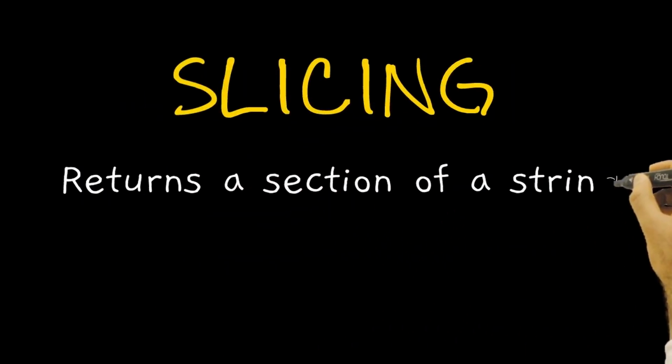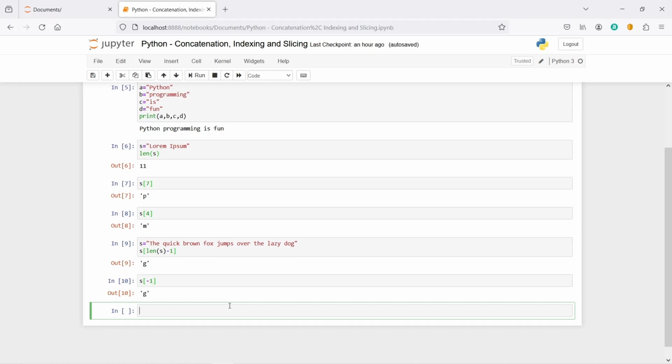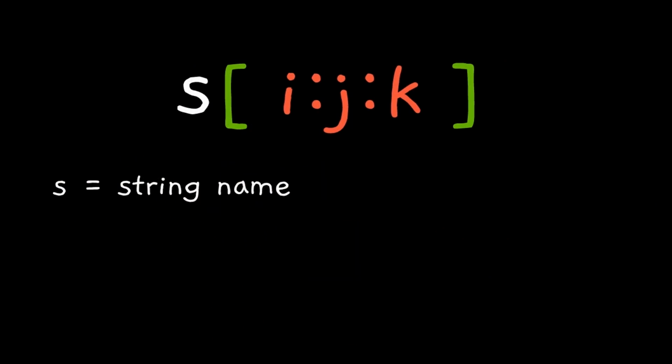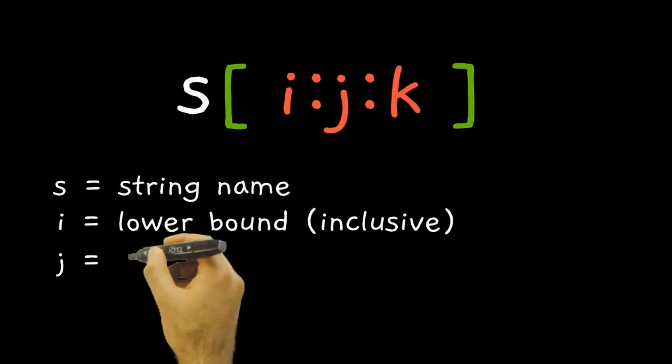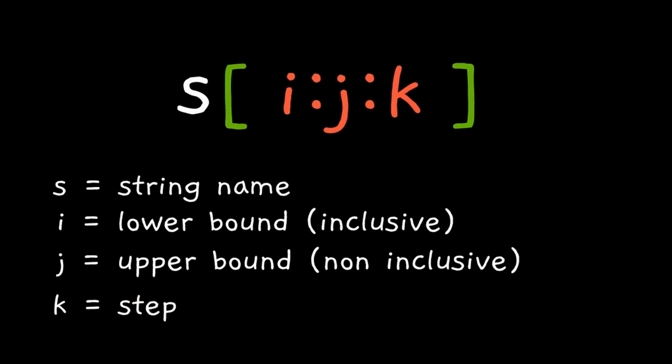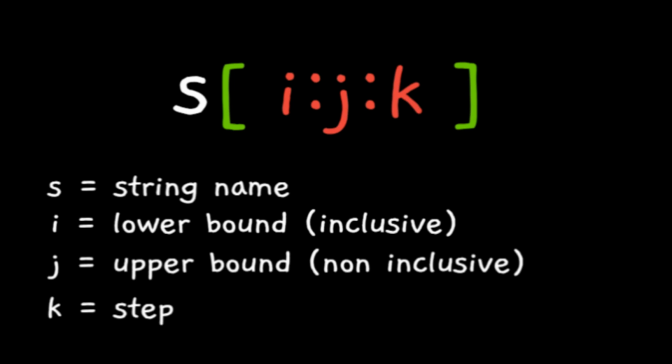Slicing is a generalized form of indexing that returns a section of the string, also called a substring, instead of just an item or a character. The syntax for slicing is as follows. S, a pair of square brackets, I, colon, J, colon, K. S is the name of the string. I is the lower bound, which is inclusive. J is the upper bound, which is non-inclusive. And K is the step, which allows for skipping items or reversing order.